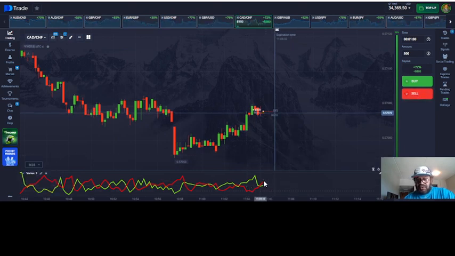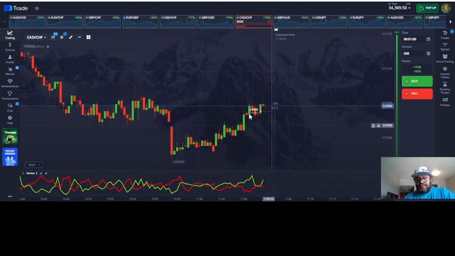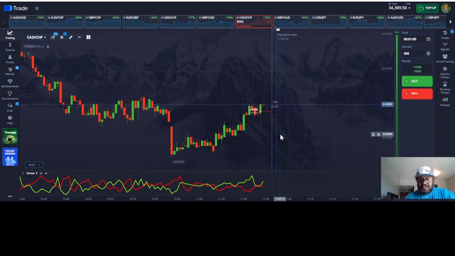All right, so there you go. I just took a sell trade here. The VI lines cross here, the red VI line crossing above the green VI line, suggesting a bearish reversal is about to occur. So let's monitor this trade and wait for the expiration at the end of 60 seconds.